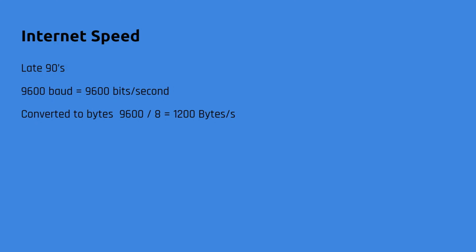Let's start with a little bit of a history lesson. Back in the late 90s, internet speed was measured in something called baud, and a baud of 9600 was supposed to be pretty decent. Now a baud is nothing but bits per second. So if you convert that to bytes, it translates to 1200 bytes per second.